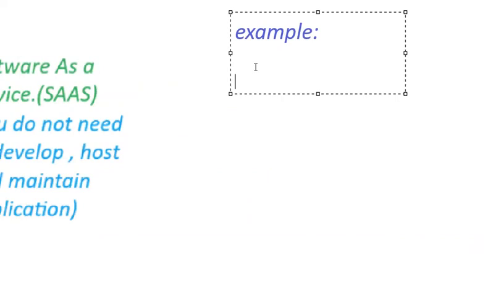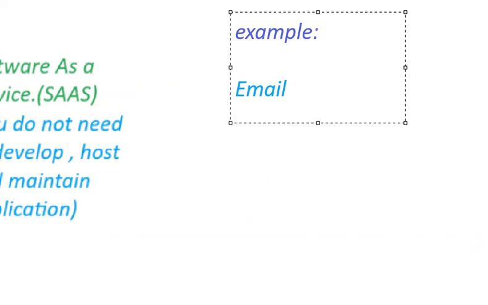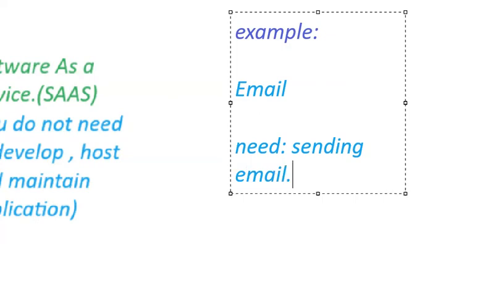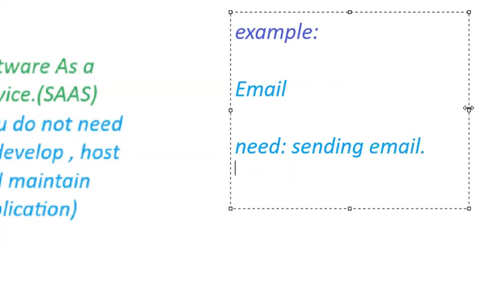So what is the example for it? The example for software as a service is email. Email is one of the examples. Can you tell me how email becomes software as a service? Now, let us say my need is sending email. For sending email, do I require that application? I require that email application. Who developed this? This was developed by Google.